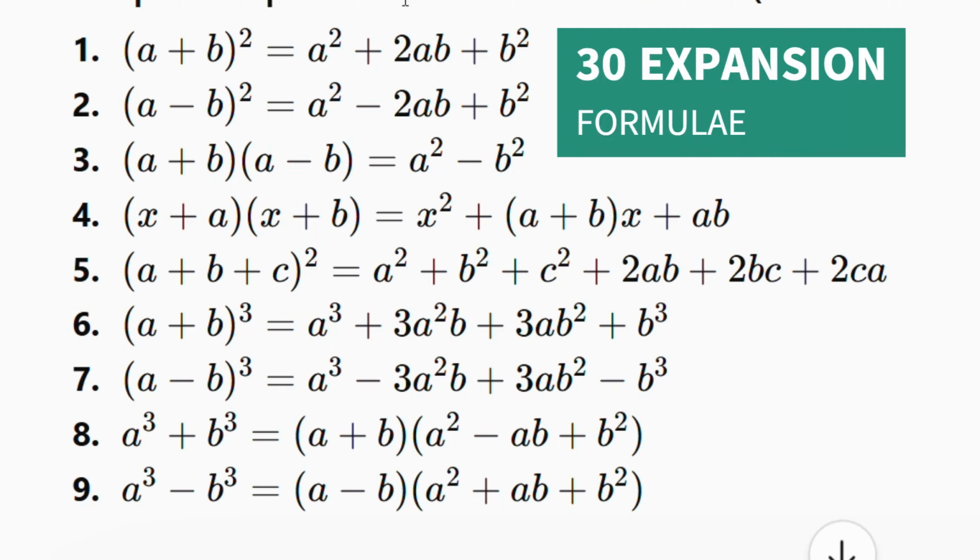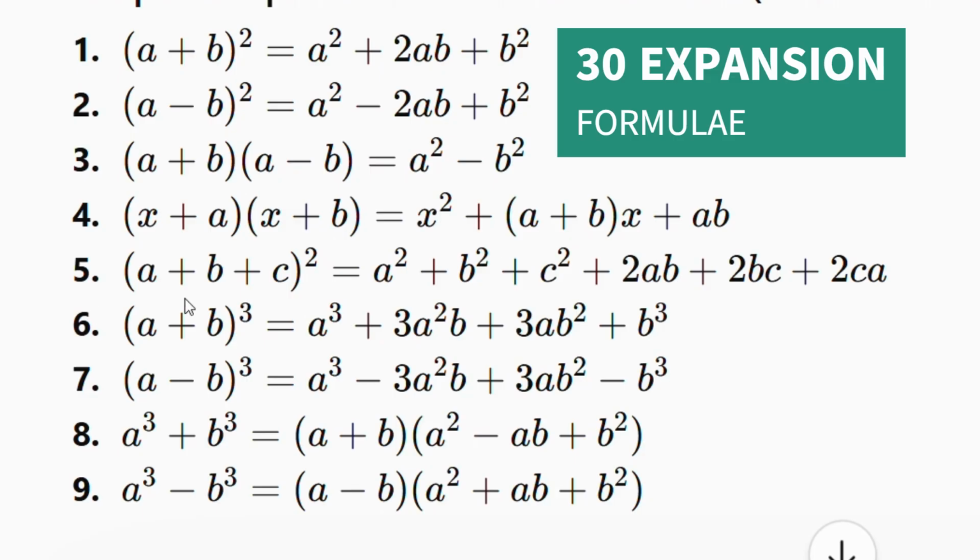Complete expansion and derived formula for class 8 and 9. (a + b) whole square equals a square plus 2ab plus b square. (a − b) whole square equals a square minus 2ab plus b square. (a + b)(a − b) equals a square minus b square. (x + a)(x + b) equals x square plus (a + b)x plus ab.